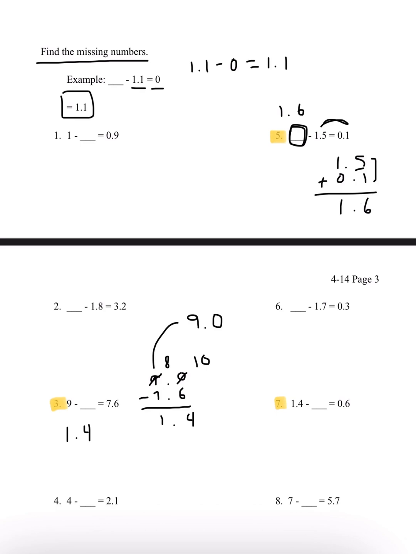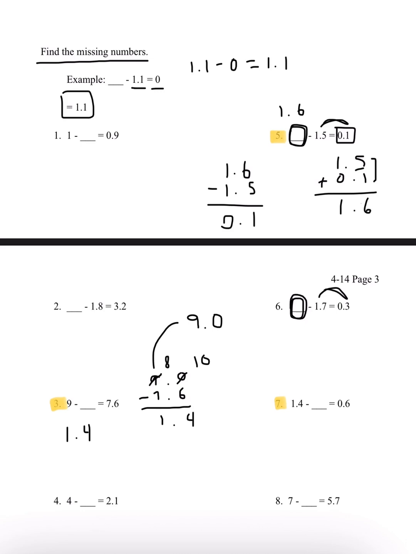In order to check this, we could get 1.6 minus 1.5. 6 minus 5 is 1. Bring the decimal point. 1 minus 1 is 0, which is why the answer is 0.1. So whenever the blank is in the front, you're going to add these two instead of subtracting.